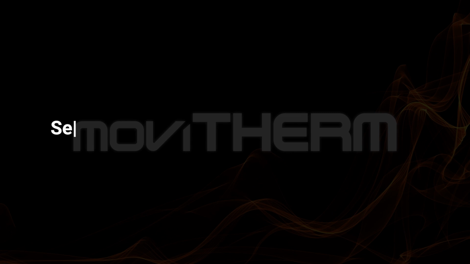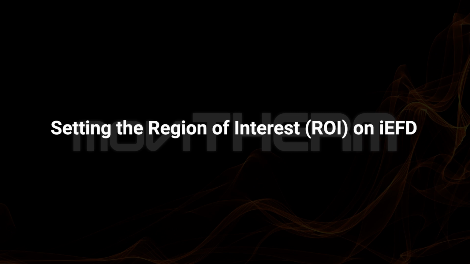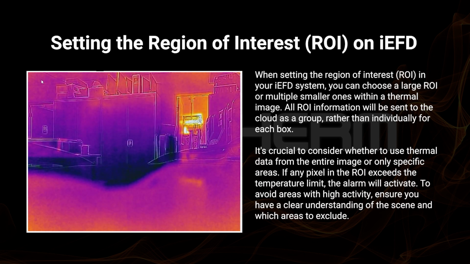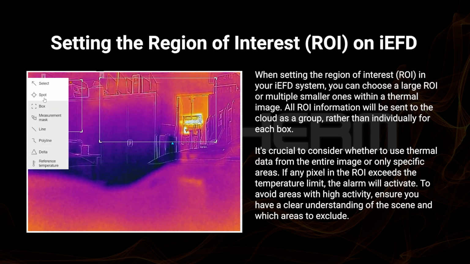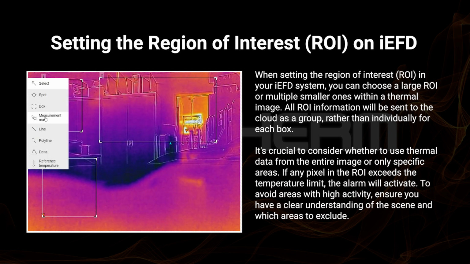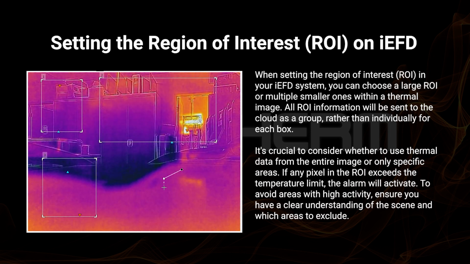Let's get started. Setting the region of interest on iEFD. When setting the region of interest in your iEFD system, you can choose a large ROI or multiple smaller ones within a thermal image. All ROI information will be sent to the cloud as a group rather than individually for each box. It is crucial to consider whether to use thermal data from the entire image or only specific areas. If any pixel in the ROI exceeds the temperature limit, the alarm will activate. To avoid areas with high activity, ensure you have a clear understanding of the scene and which areas to exclude.